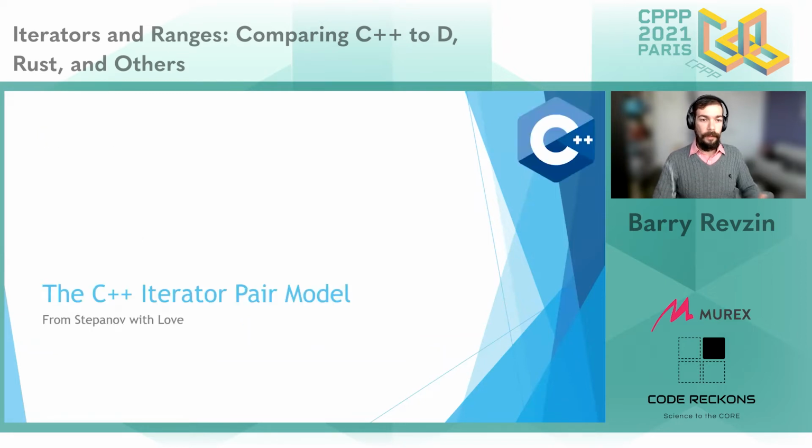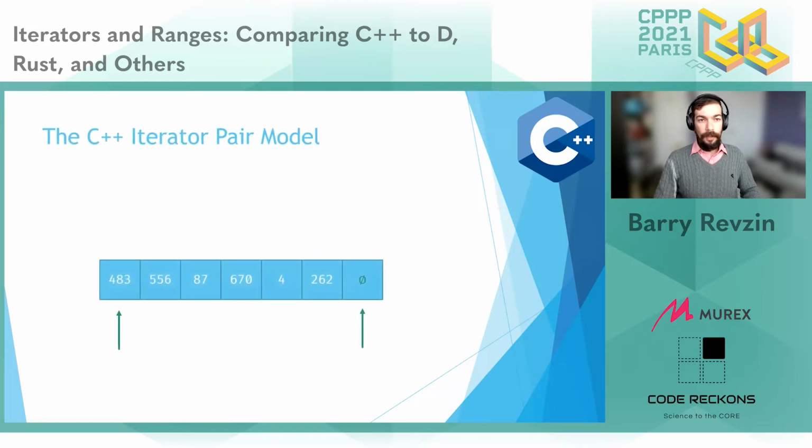But to start with, this being a C++ conference, we should start with the C++ iterator pair model, which was introduced by Alex Stepanov as part of the Standard Template Library in the early 1990s, which was then included in the original standard library when C++ was first standardized in 1998. So let's go over the iterator pair model pretty quickly. We have a pair of iterators. The first iterator points to the first element. The last iterator points one past the last element. And these two iterators denote a range from one to the other.